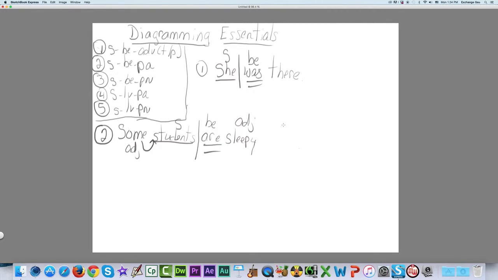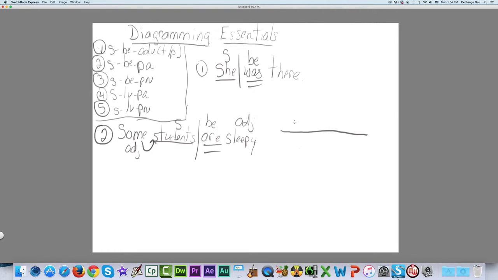In the first sentence, we have, "She was there." This is a very uncomplicated sentence, and it's a perfect pattern 1 sentence, so we'll begin there, and it will help us determine what the essential diagramming elements are. So the first thing we have to draw for all diagrams is this baseline, and this is the line on which most of our essential grammatical elements will fall.